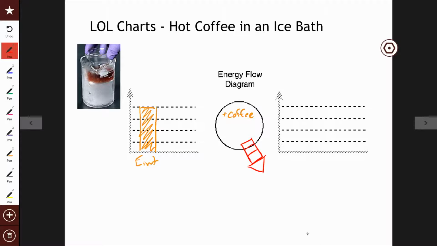Now, is this positive or negative? Negative. How do you know it's negative? Because it's out of the system. So we're transferring energy out of our system. Why is it negative? Because it's heating.